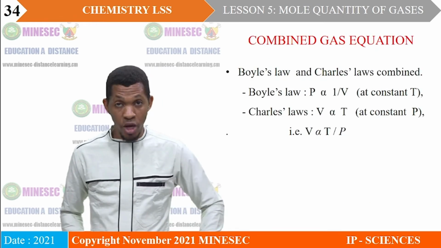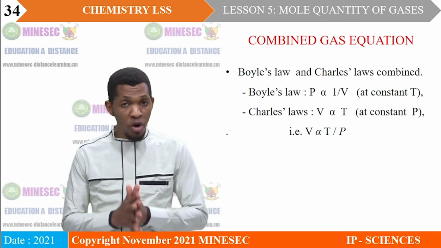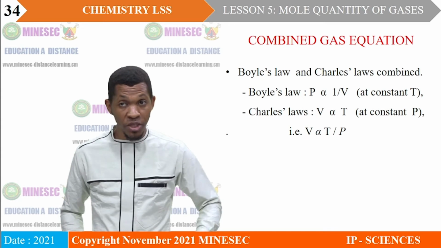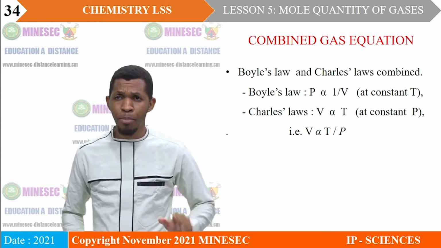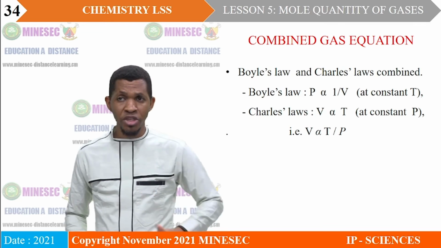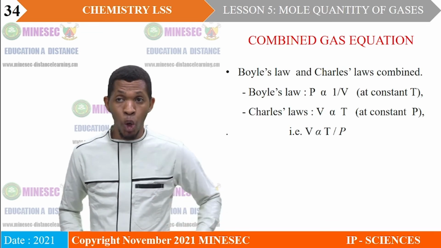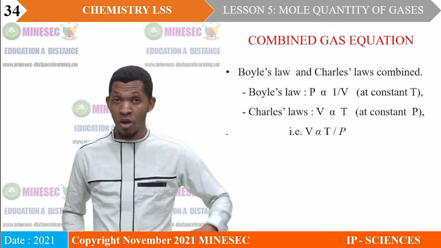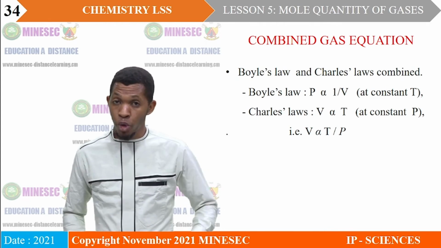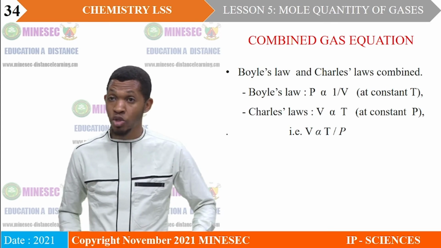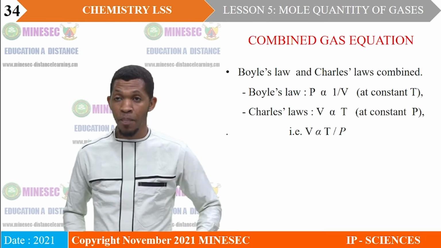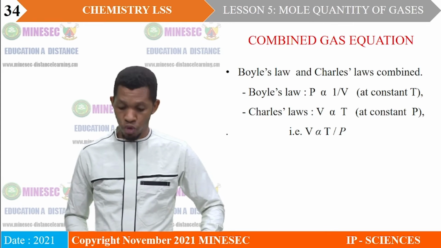The combined gas equation. When Boyle's law and Charles' law are combined, the combined gas equation is obtained. Remember that Boyle's law states that the pressure of a given mass of a gas is inversely proportional to its volume at constant temperature, while Charles' law states that the volume of a given mass of a gas is directly proportional to its absolute temperature at constant pressure. Combining both laws, we have volume is directly proportional to absolute temperature and inversely proportional to pressure.